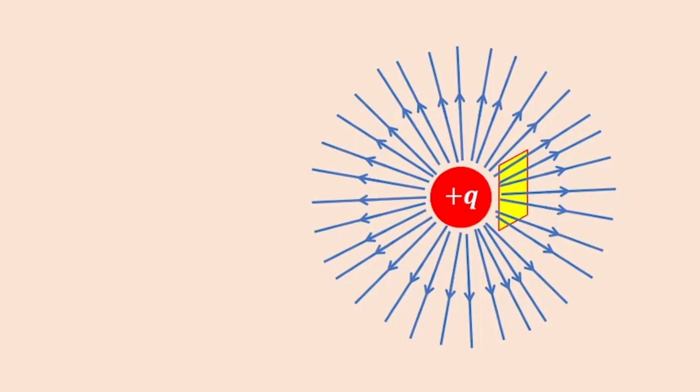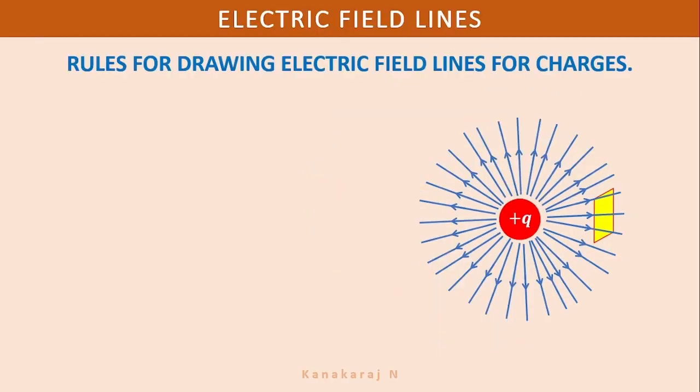Now, let us move this area a little away. Let us find how many lines are passing through it. 1, 2, 3. There are 3 lines passing through it. So, as we go away from the source charge, the number of lines passing perpendicular to the surface decreases, telling us that the electric field intensity decreases.